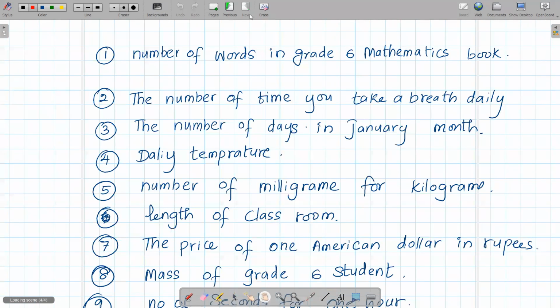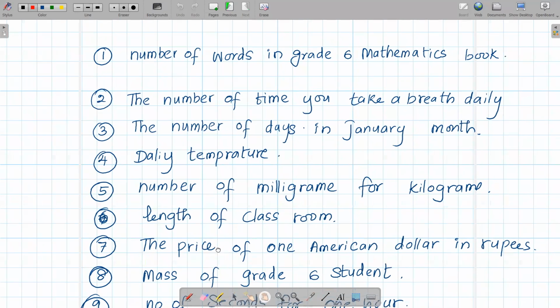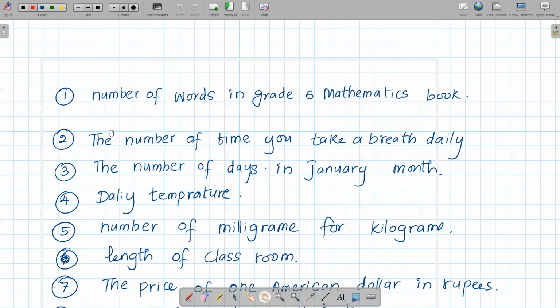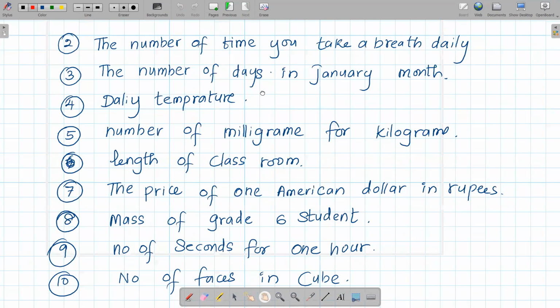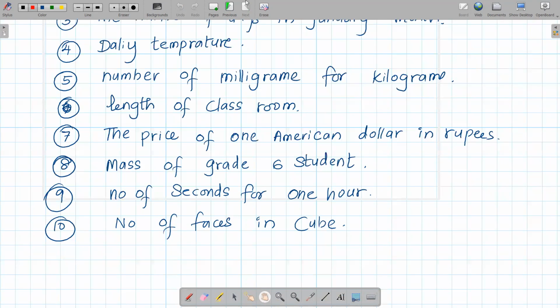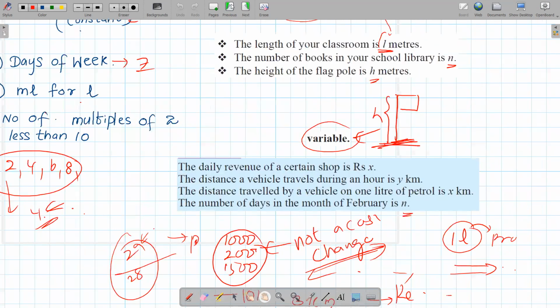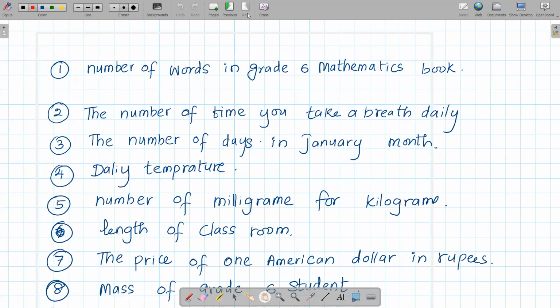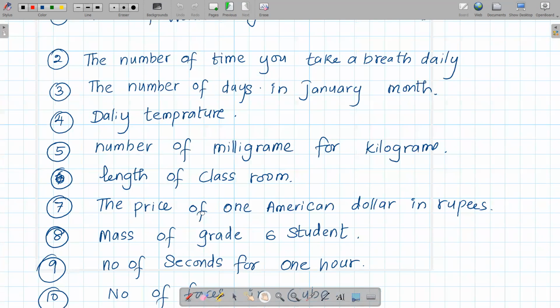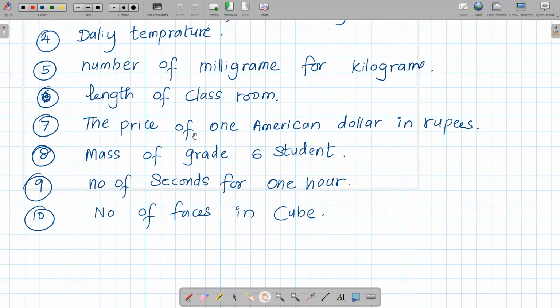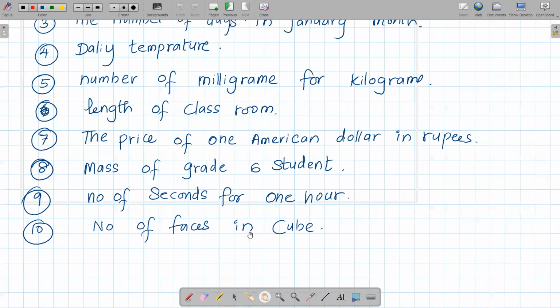Varying meaning a variable. Okay, now you have a chance to pause the video and write this statement: number of words in the grade 6 mathematics book. Like that, you have to write whether it is non-constant, unknown or variable. That is the thing you have to do in this session. You have to have the ability to identify whether it is unknown, non-constant or variable. Okay, shall we check this one?